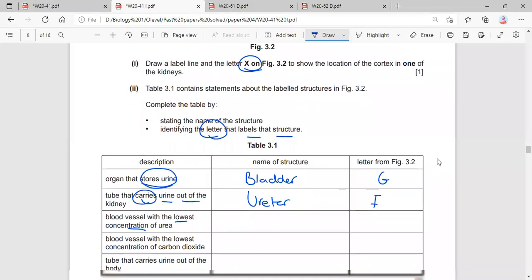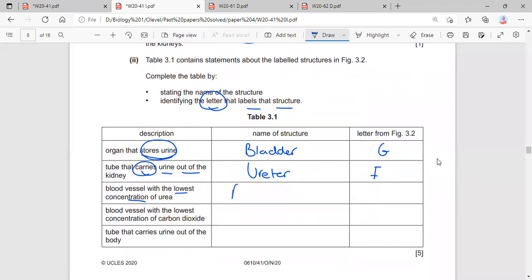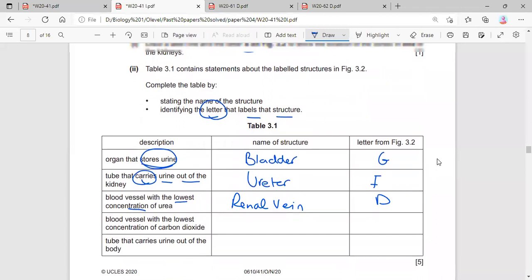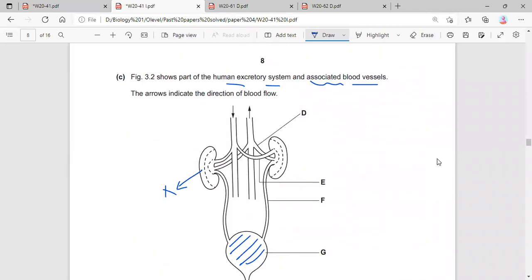So the blood with the lowest concentration of urea will be the renal vein, which is the letter D. Why is this? Because as we said before, the blood entering the kidney will have a high concentration of urea because it's not filtered yet. But after the blood enters the kidney, it will filter and the urea will go to the urine. So the blood coming out will be clean. It has a low concentration of urea. That's why we chose D, which is the renal vein, the blood going back to the heart.